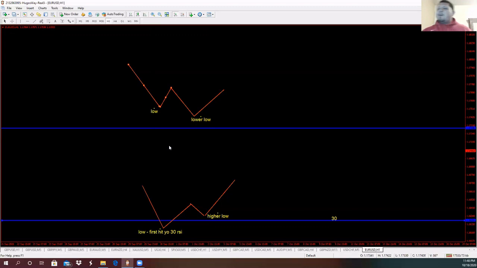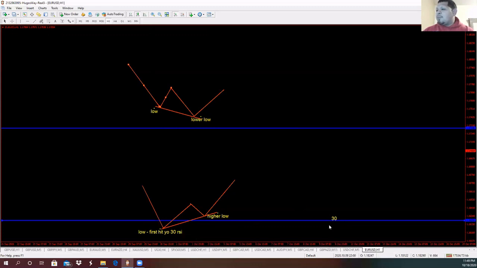Okay, this is market contradiction, guys. On the RSI, we see a low and a higher low. On price, we see a low and a lower low. Do we see this market contradiction? Do we see price and the RSI contradicting, guys? Remember, our zone is going to be the 30.